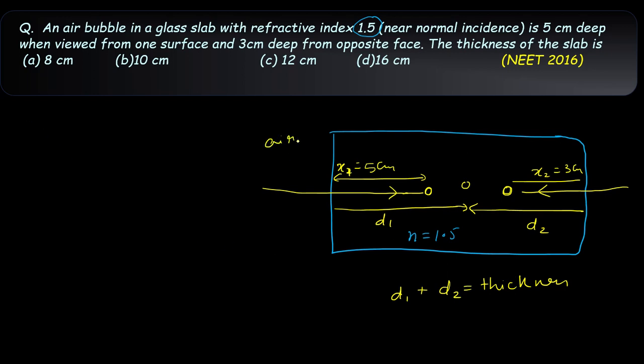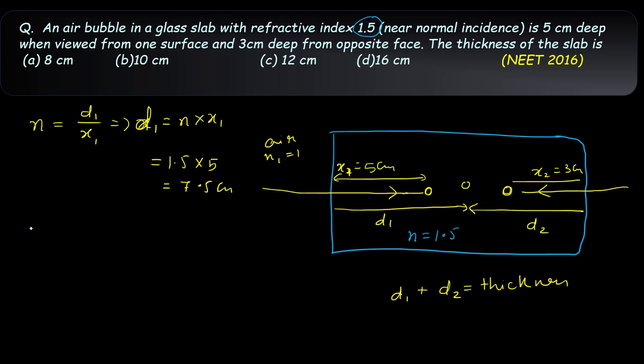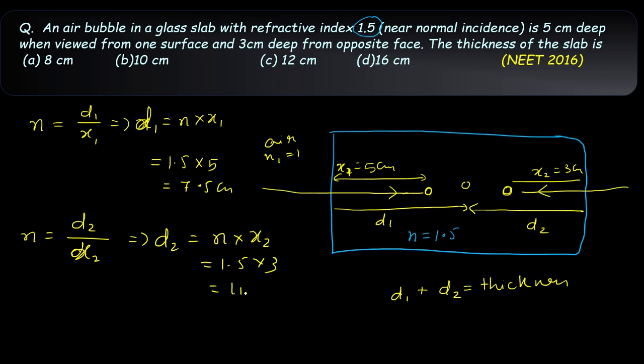The outside medium, as nothing is given, we consider to be air, 1. So the refractive index of the glass slab is equal to real distance divided by the apparent distance. So the real distance would be equal to n multiplied by the apparent distance. So 1.5 into 5, this is equal to 7.5 centimeter. From the other side, the refractive index is real distance divided by the apparent distance, so real distance will be equal to n multiplied by the apparent distance, 1.5 into 3, which is equal to 4.5. So when I take the sum, this will give me 12 centimeter. Okay, let's move on.